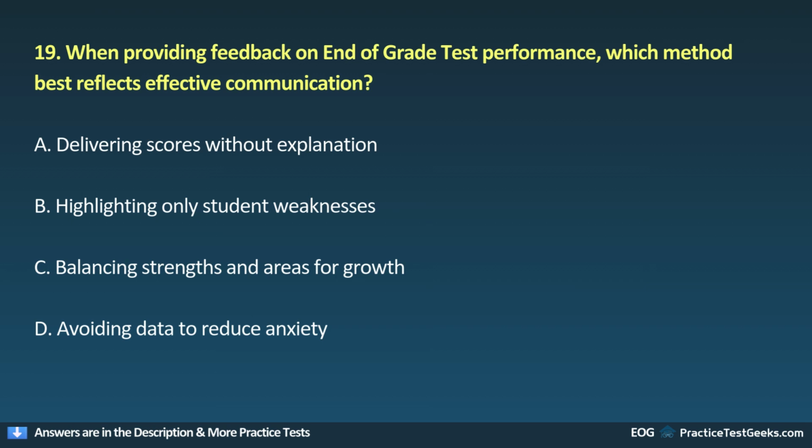When providing feedback on end-of-grade test performance, which method best reflects effective communication? A. Delivering scores without explanation. B. Highlighting only student weaknesses. C. Balancing strengths and areas for growth. D. Avoiding data to reduce anxiety.